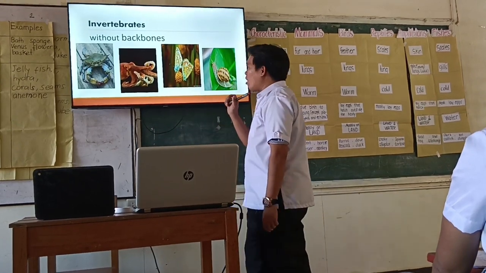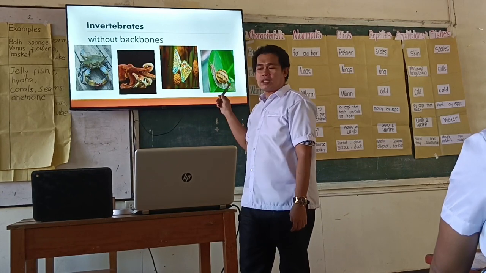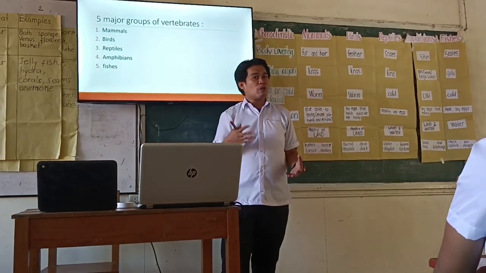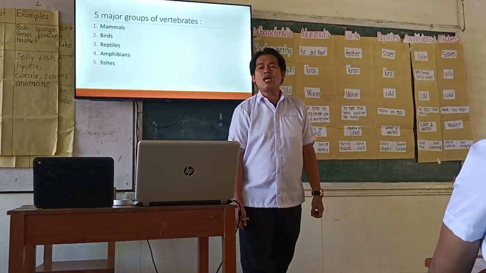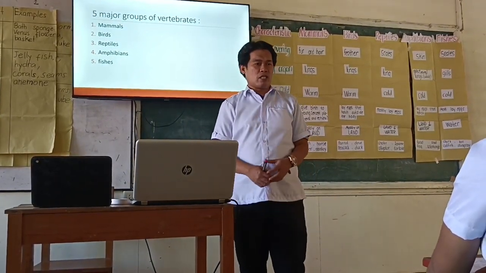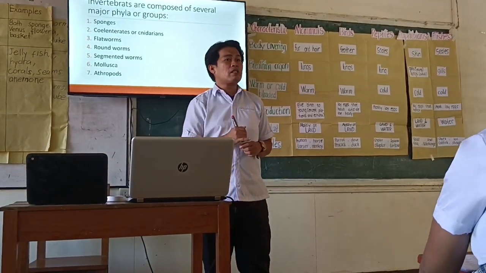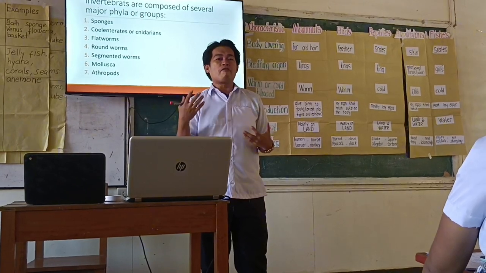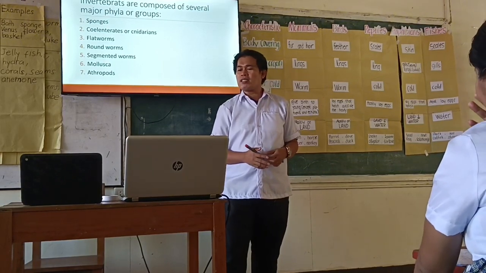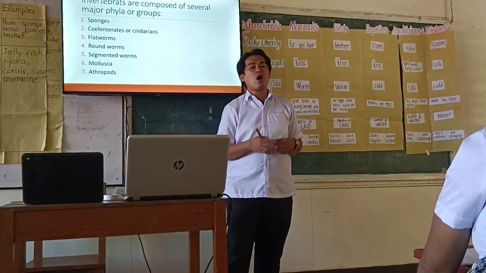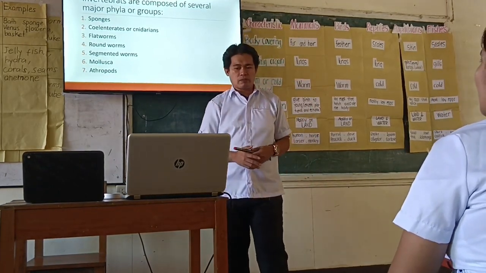And these are examples of invertebrate animals. This is the crab, the octopus, the butterfly, and the snail. There are five major groups of vertebrates. These are mammals, birds, reptiles, amphibians, and fishes. And for invertebrates, there are seven phyla or groups. These are the sponges, the coelenterates or cnidarians, the flatworms, roundworms, segmented worms, mollusca, and arthropods.